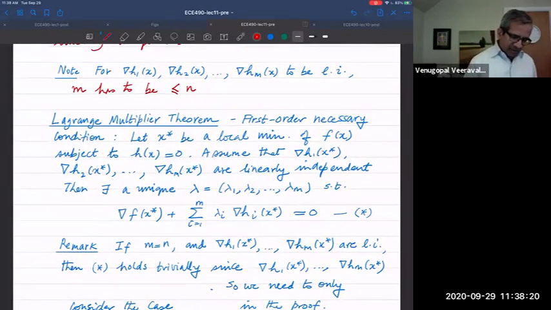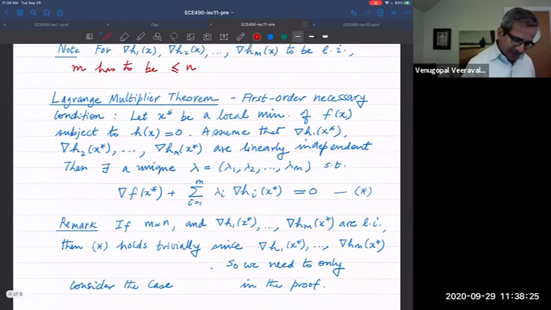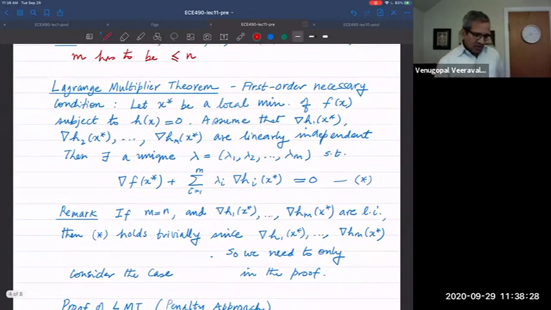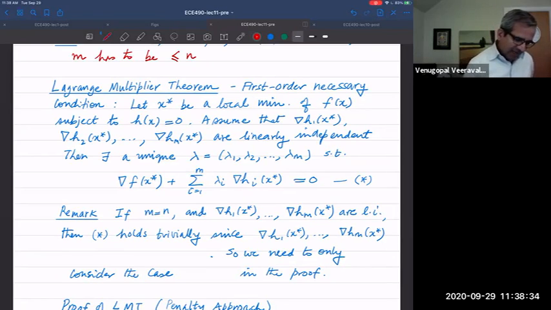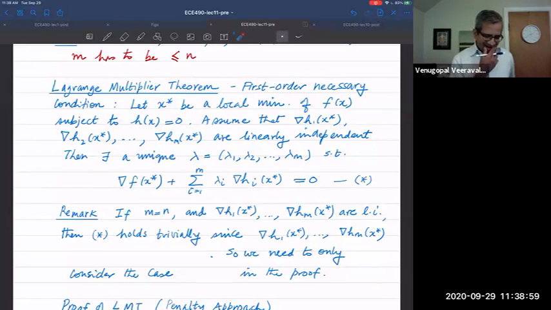Okay, so now we'll state the Lagrange multiplier theorem, and then we'll spend the rest of the lecture proving it. Let's look at the first order necessary condition. Suppose x star is a local minimum of f subject to h of x equal to 0, and assume that these gradients are linearly independent at x star. So x star is regular. Then there is a unique vector lambda, lambda 1 through lambda m, such that this condition holds, the condition we've been talking about.